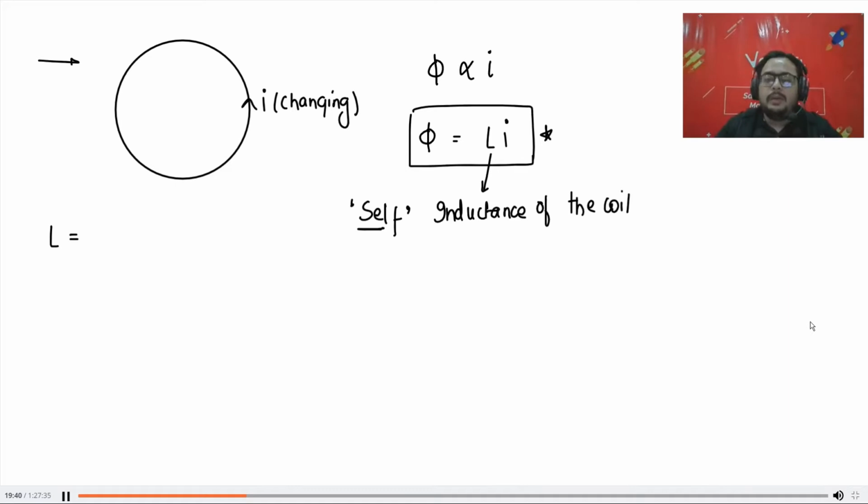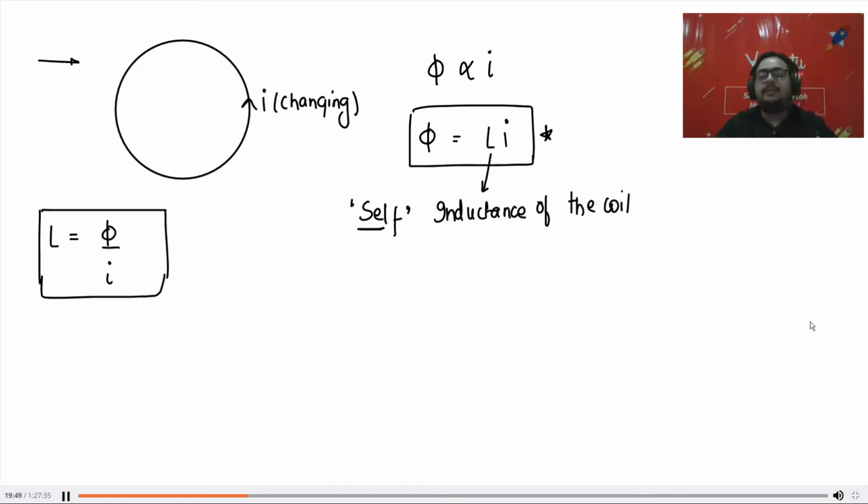Phi is equal to Li. So I can say inductance is phi by I. Now if I ask you, is the self inductance dependent on flux? Please say yes or no.